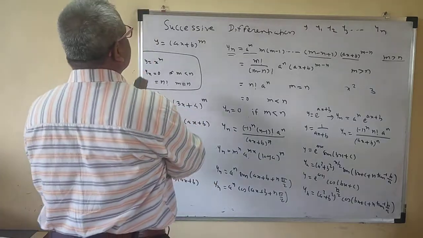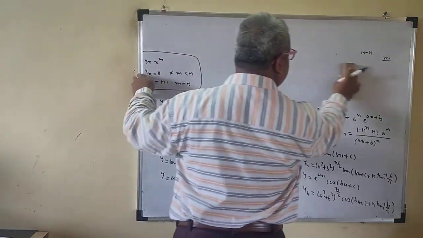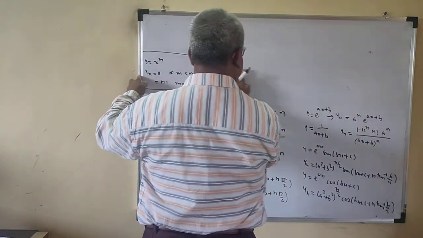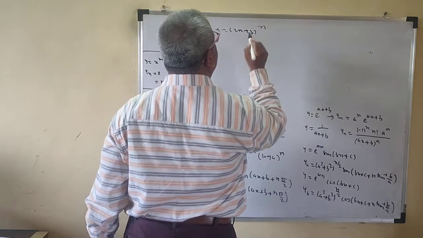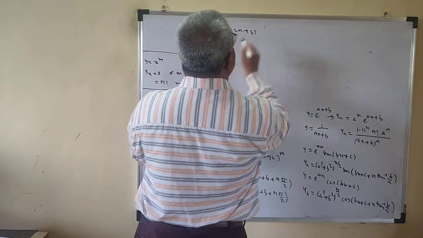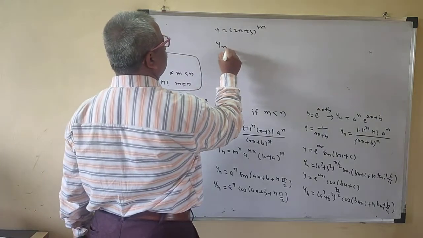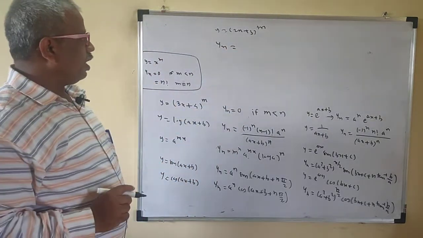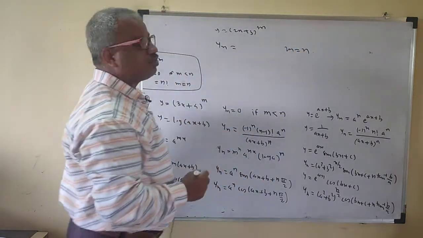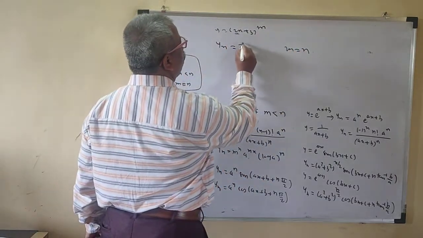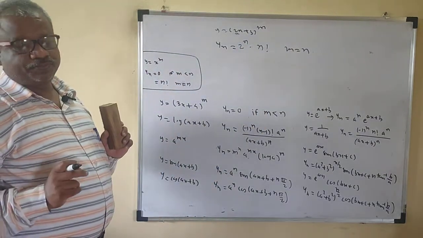Now what is the application of this? Suppose you are given y is equal to (2x + 3) to the power m, and they want yn. Where m is equal to n, then this is 2 raised to n into n factorial. This is the value.